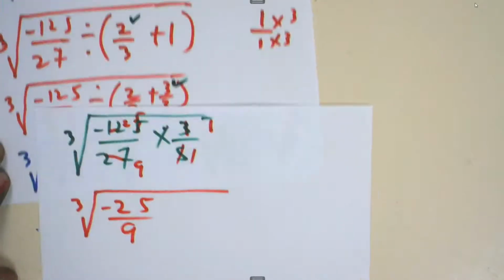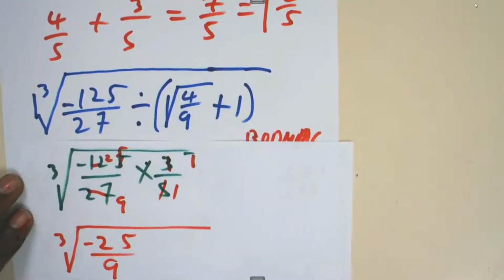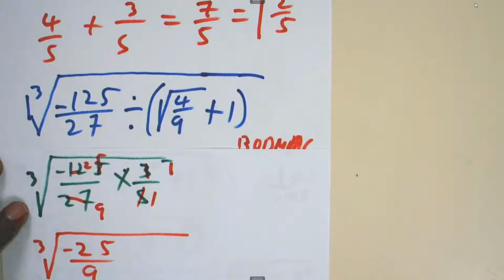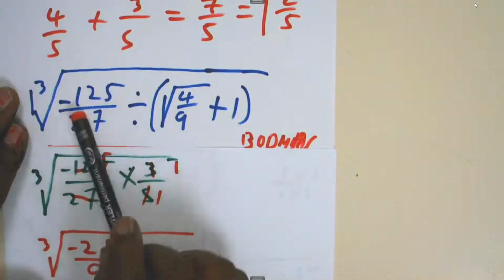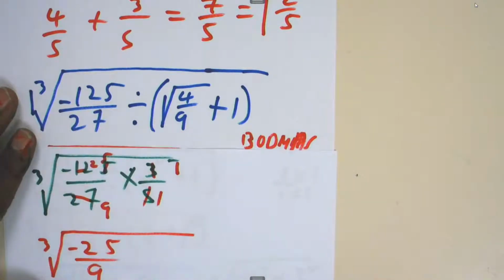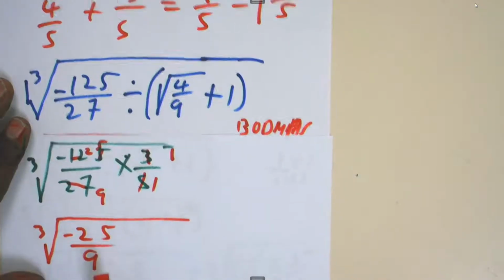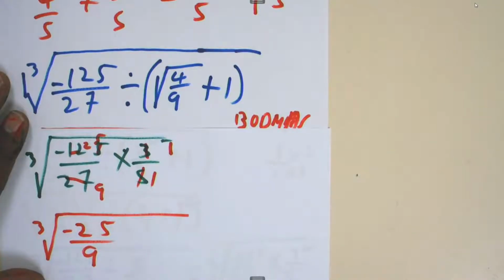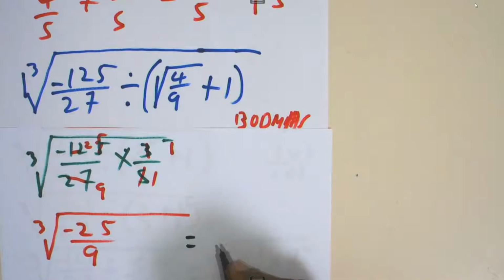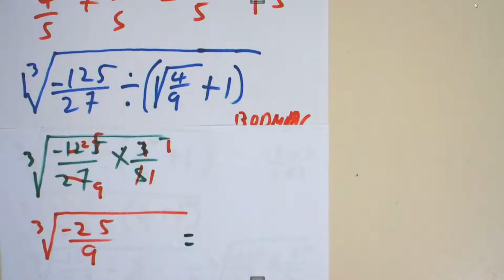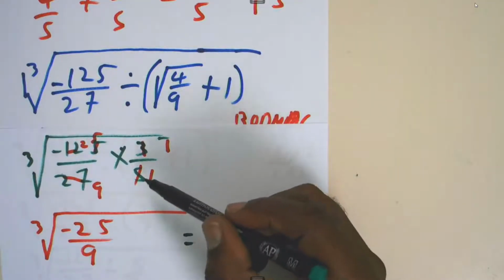Minus 25 over 9. Do you remember where it comes from? Here is where we started the journey. We are nearing our destination. But remember the rules. Follow the rules. BODMAS now, it's in our system.